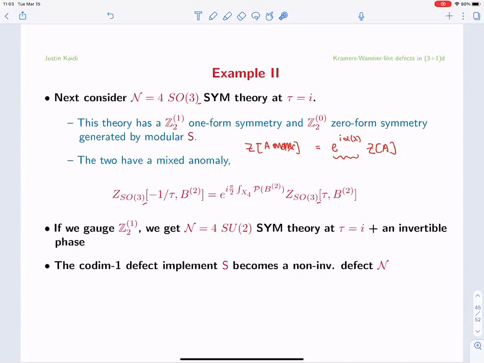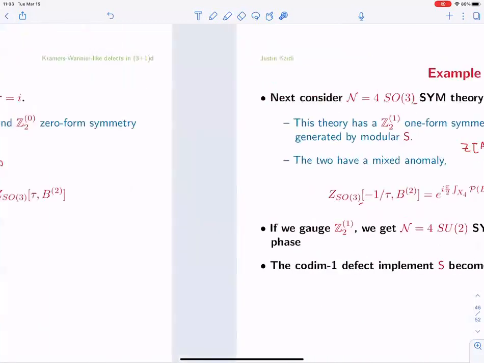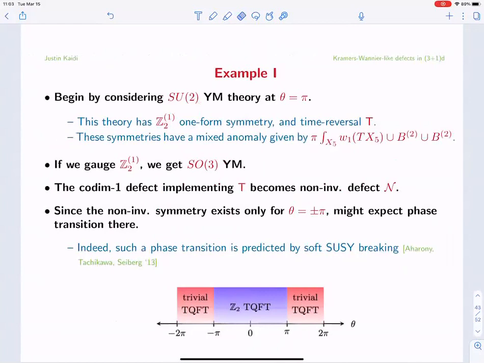Okay. Good. So I think that's basically it. So let me just summarize this. May I ask you a question, please? Yes, please. In your previous example of theta equal to pi, does it generalize to SU(N) for even N? Yes, it does. The answer is yes.